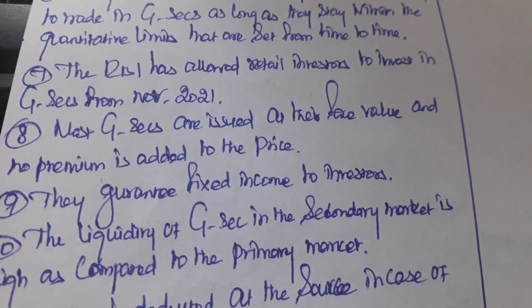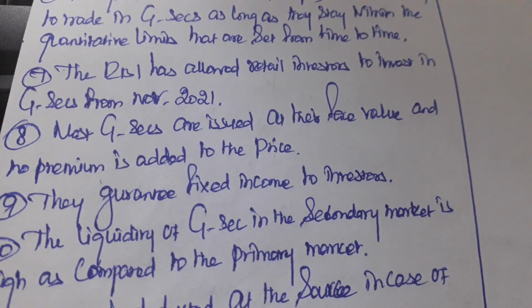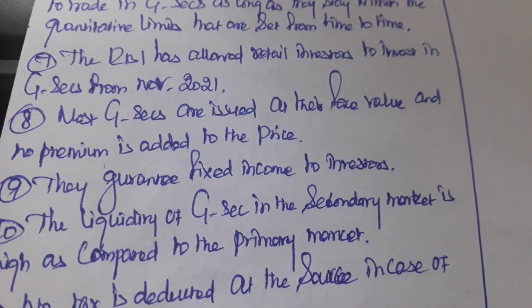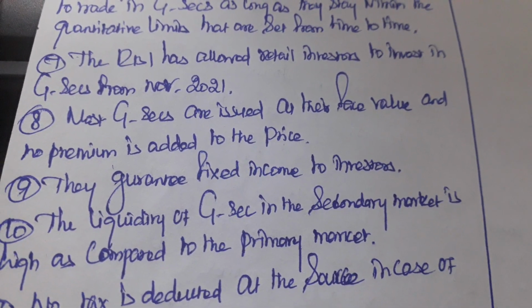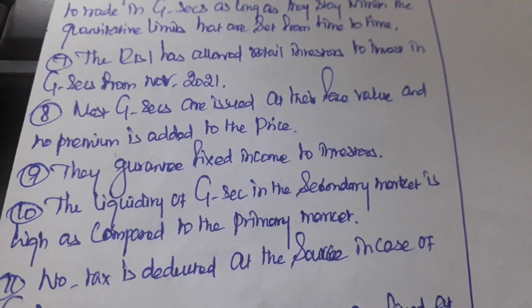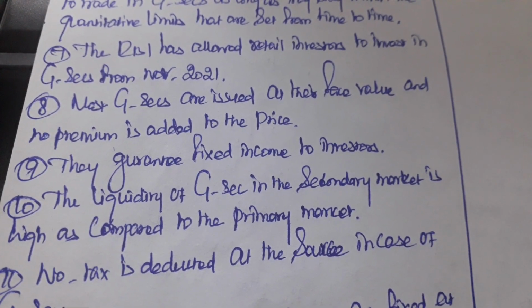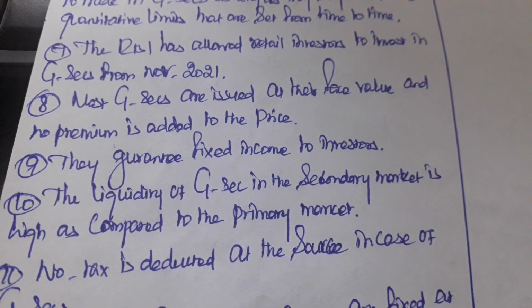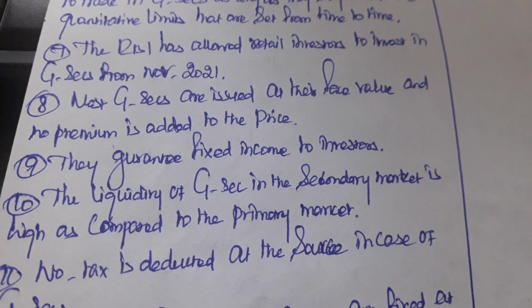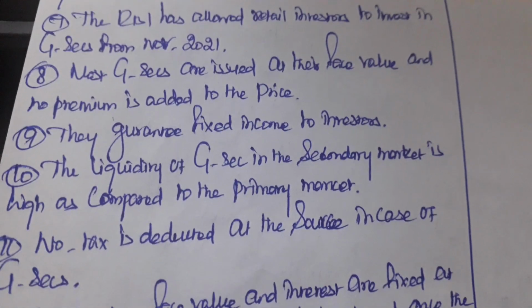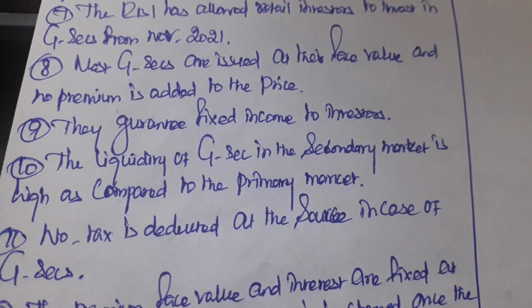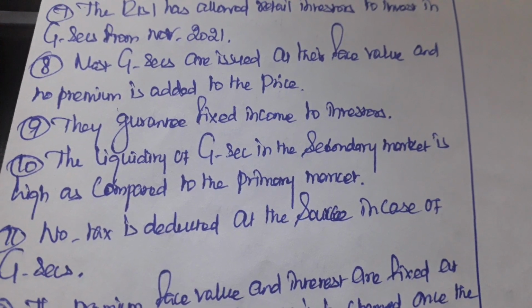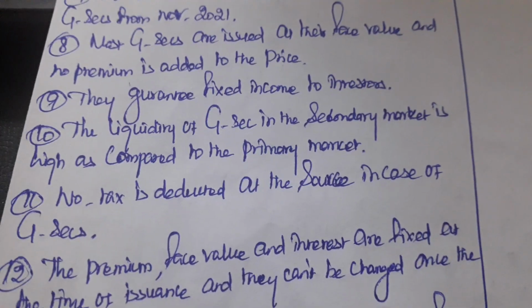Most of the government securities are issued at their face value and no premium is added to the price. Government securities are usually issued at face value and no premium is added to the price. Government securities guarantee fixed income to the investors. Investors get a fixed income through government securities. The liquidity of government securities in the secondary market is high as compared to the primary market. The liquidity position of government securities is more in the secondary market when we compare it to the primary market.